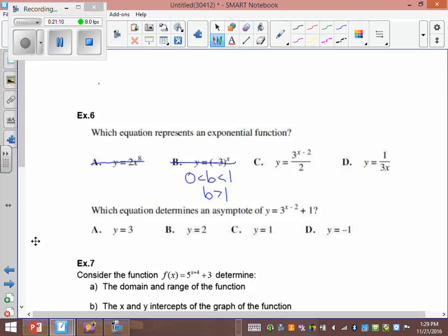Some people will say, well, c isn't exponential because I have a 2 on the denominator. I can write this 2 in the denominator as a half in front. So I can write this as 1/2 in front, 3 to the x minus 2. So it's just an a value. So it works.